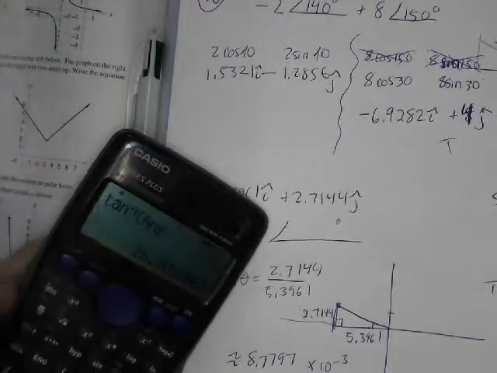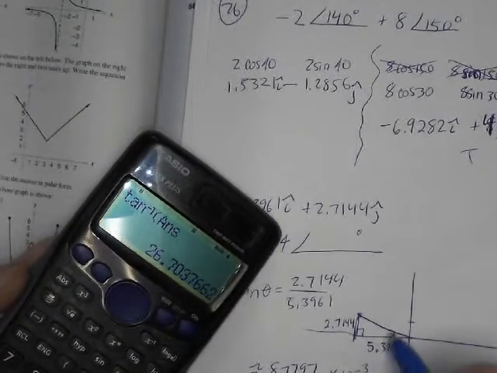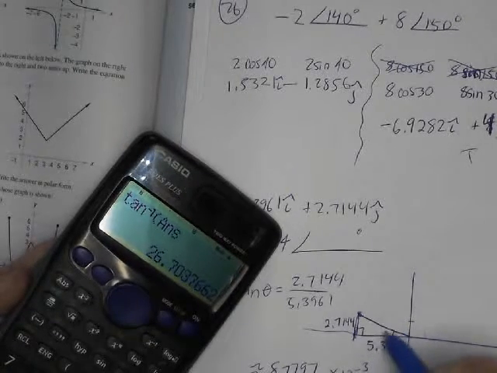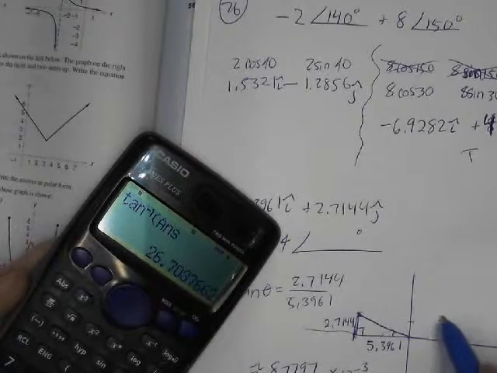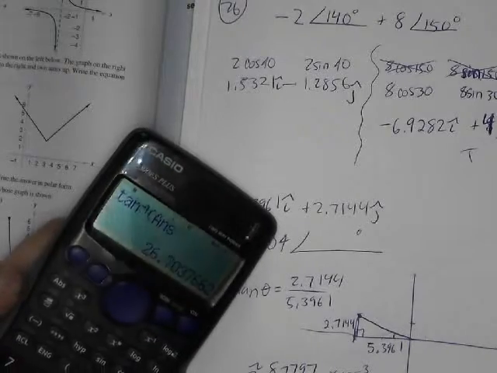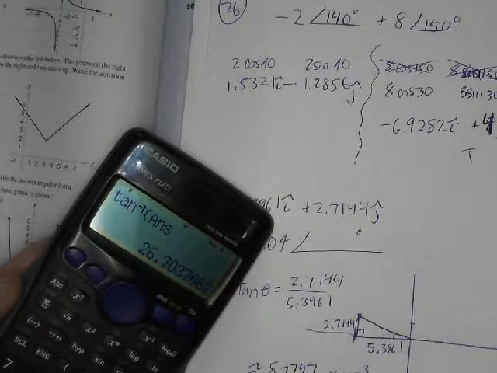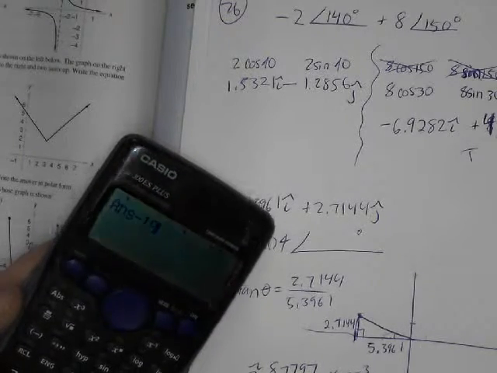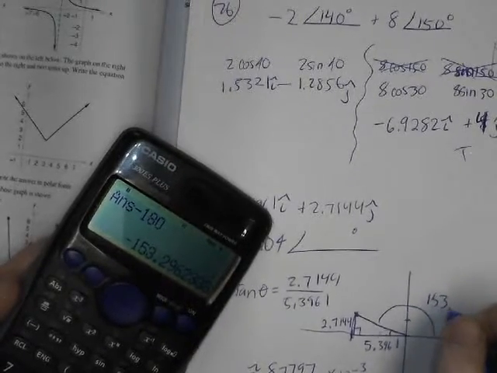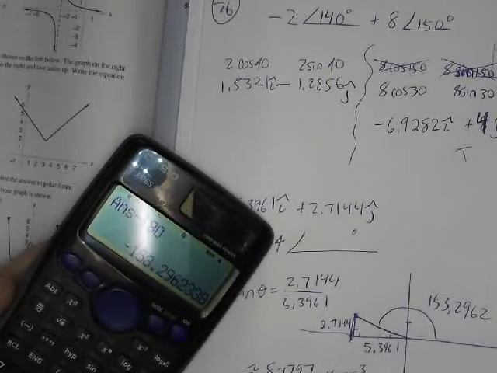Then I have to add that, because if that's 26.7-ish right there, then really it's 180 minus 26.7 because of this angle right here. So I'm going to do that thing where I cheat and subtract 180 from that number, and I'm going to get a negative number, but I know it's positive. So I think this is 153.2962. I'm going to call it 153.3.